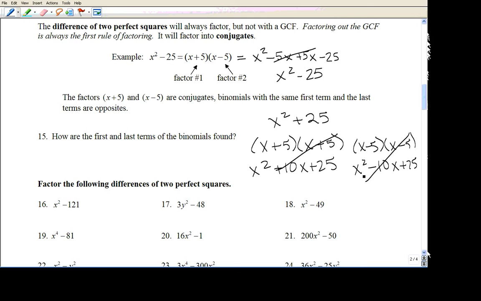So the only time that we can factor where the first and the last terms are the same but the sign in the middle is opposite is when we have a difference of perfect squares, not when we have a sum. So let's just look at a few examples here.